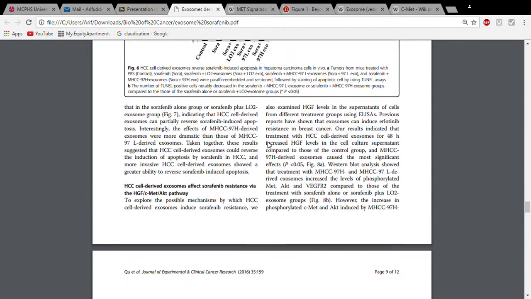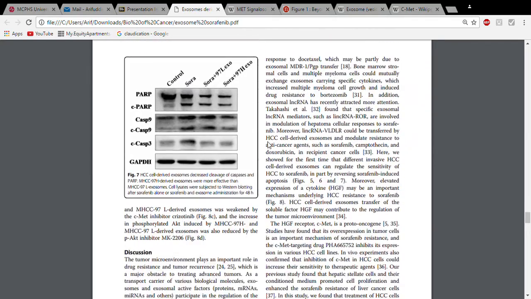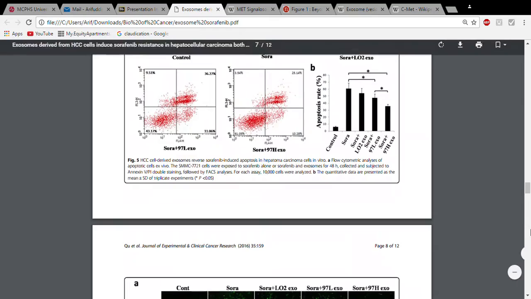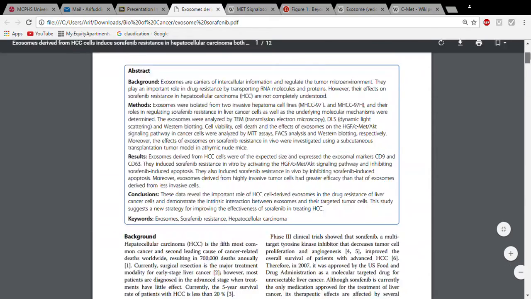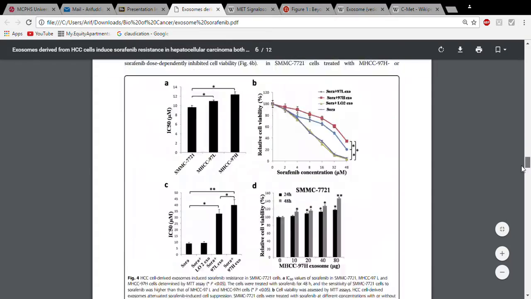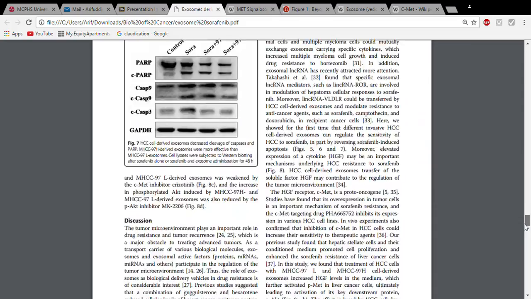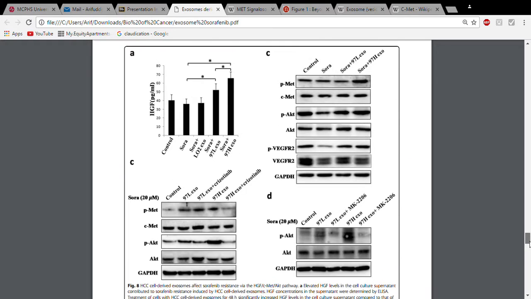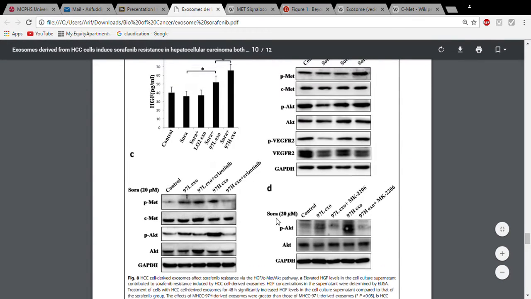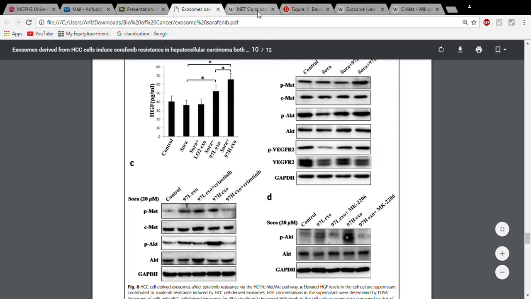So now moving on, the paper states in the beginning that the exosomes induced sorafenib resistance in vitro by activating the HGF-c-Met AKT signaling pathway. So that's basically the PI3 kinase AKT pathway that we learned in class, and we'll be examining it through this figure. But the AKT signaling pathway, so first we'll go over here.